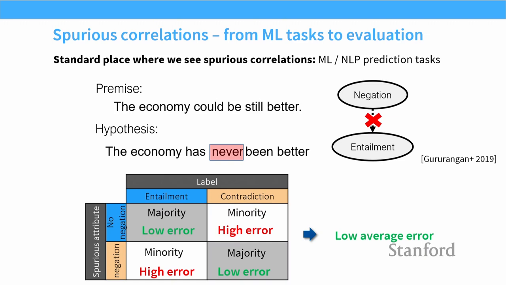This is not what we want the models to learn. And this is the general principle I want you to remember from this first part of the talk: the idea of spurious correlates, and how they can deceive us into thinking a model has understood a task when in reality it has not at all. In this case, using the spurious attribute gives us low average error, even though there are parts of the space where we're doing really badly. Any questions on this high-level thing?